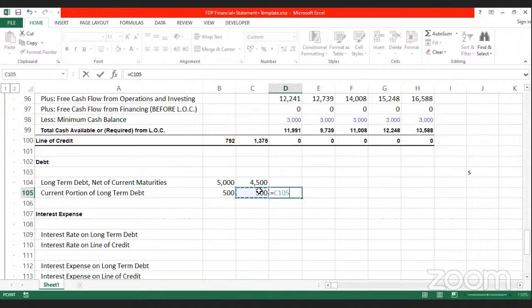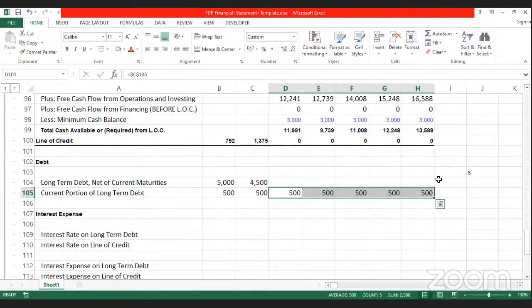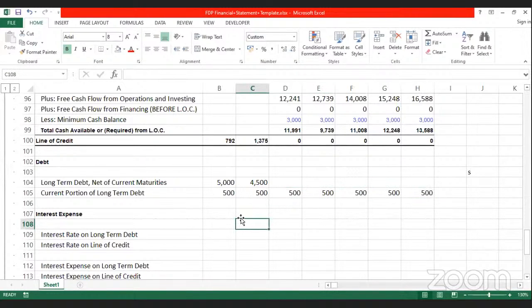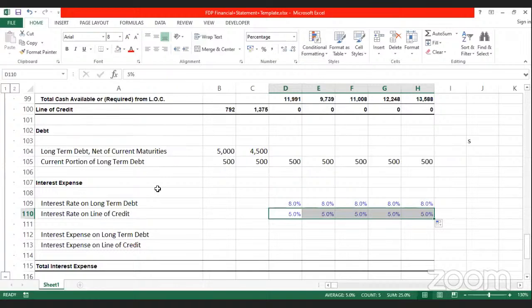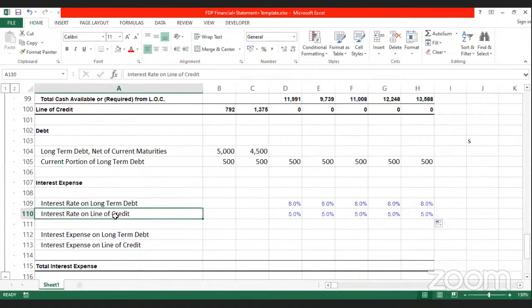So I'll lock it by F4. The 500 assumption we are going to take is that it will remain the same for all the future 5 years. So I'll just drag this. Now, rate of interest for long-term debts and rate of interest for line of credit. Here we are going to take the assumption that the rate of interest for long-term debts will be 8%. I'll drag this assumption, and for line of credit, 5%. So I'll just drag this. So we are considering that in the future, the rate of interest for long-term debts will be 8% and the interest rate for line of credit will be 5%.